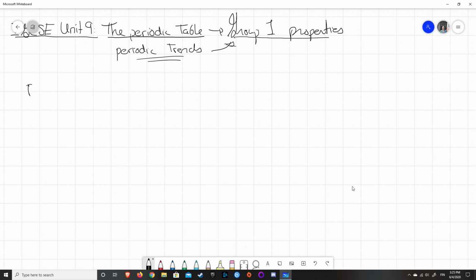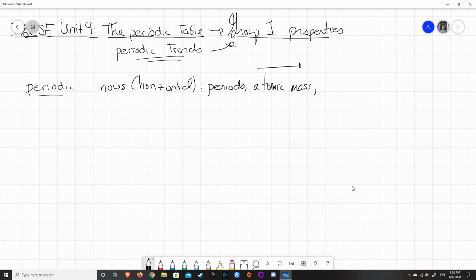In the last video we had looked at the periodic table, and we had seen that it was divided into rows and columns. The rows, which are horizontal, so from left to right, we called periods. And what we had seen is that atomic mass increases from left to right. The valence electrons increase from left to right.